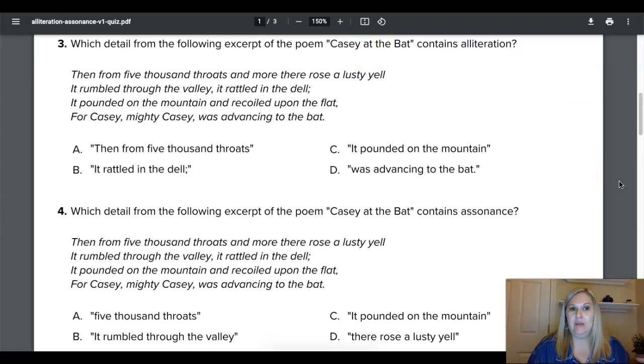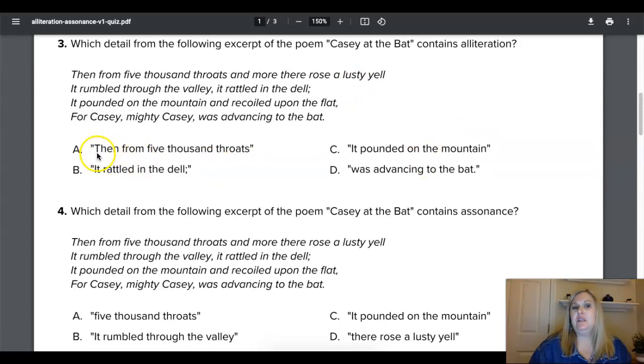You don't have to write anything down, but which detail from the following part of Casey at the Bat contains alliteration? Remember, alliteration is the repetition of beginning consonant sounds of words. Then from 5,000 throats and more there rose a lusty yell. It rumbled through the valley, it rattled through the dale, it pounded on the mountain and recoiled upon the flat. For Casey, mighty Casey, was advancing to the bat. So your choices are: then from 5,000 throats, it rattled in the dale, it pounded on the mountain, or was advancing to the bat.